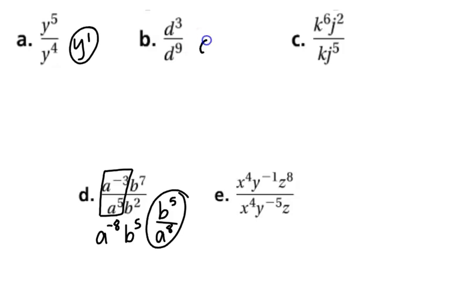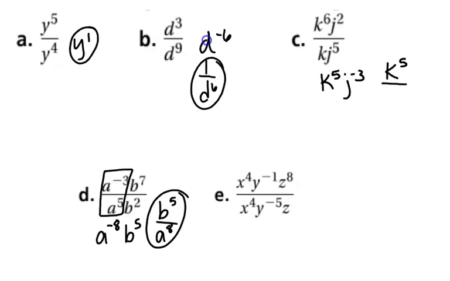All right, for b, you should have d to the negative 6. Let's change this into 1 over d to the positive 6. For c, 6 minus 1 would be a 5. 2 minus 5 is negative 3, which changes into k to the 5th, j to the 3rd.